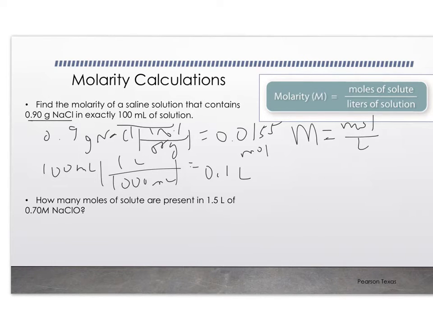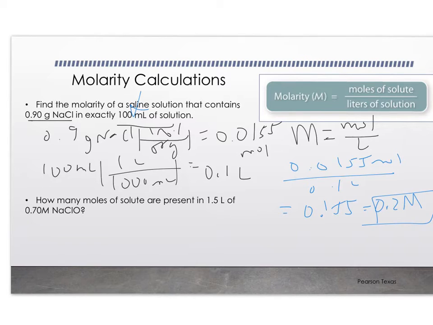Now plugging into the formula, we have 0.0155 moles divided by 0.1 liter, and then rounding to the correct number of sig figs, which in this case is based on the 100. There's 1 sig fig. The 0.155 would round to 0.2. Capital M for molarity, or mole per liter.